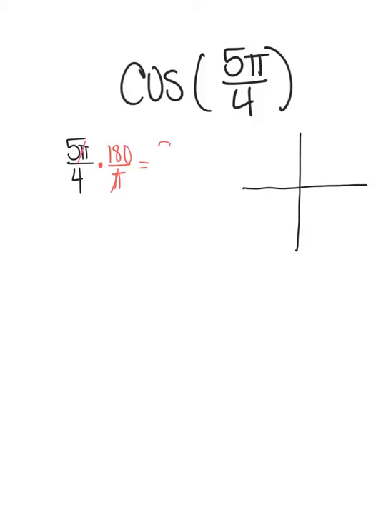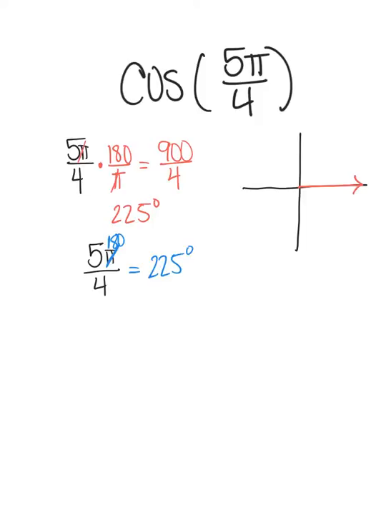5 times 180 is 900. 900 divided by 4 is 225 degrees. Another way you could do this is if we have 5 pi over 4, and we know that pi is 180 degrees, we can replace pi with 180 and get 225 that way as well. Either method, I have a 225 degree angle, so I'm going to sketch that in standard position.